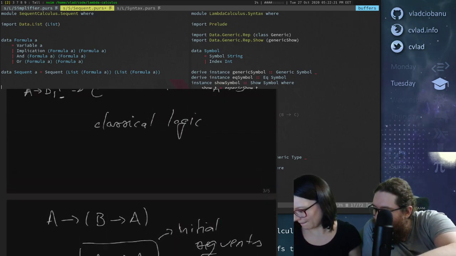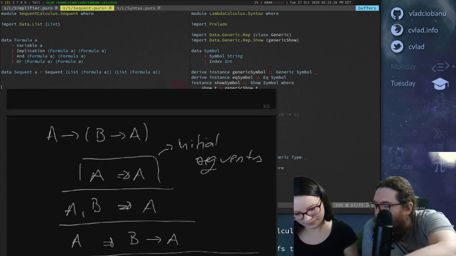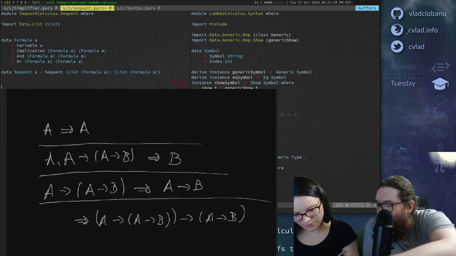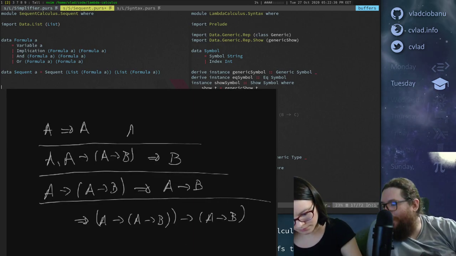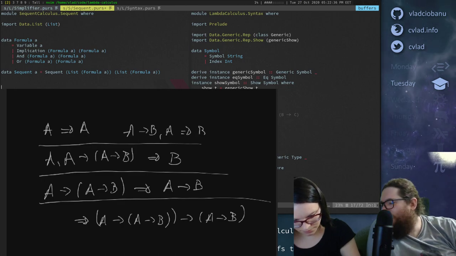I need to look at the rule again. Where's the rule here? Okay, let's write the rule. From B goes to C. Okay, so from A implies B, we need to go to C. Yeah, sorry, from A implies B, we need to go to B. From A implies B, we need to go from A to B. Again, we need to go to B.